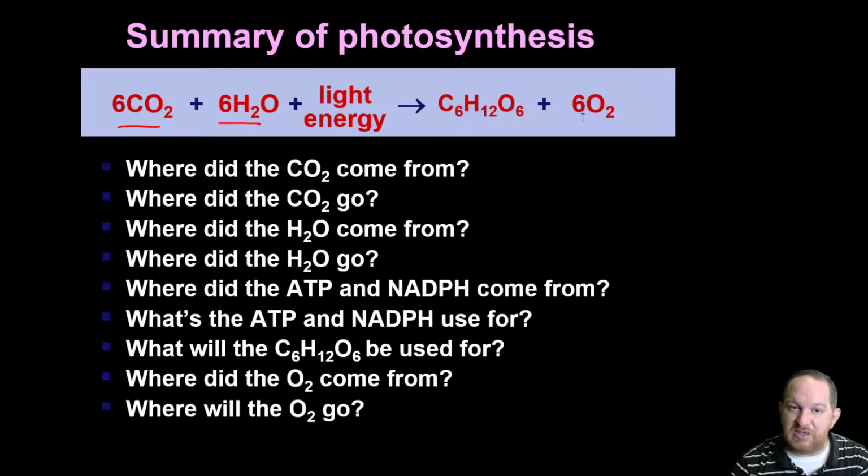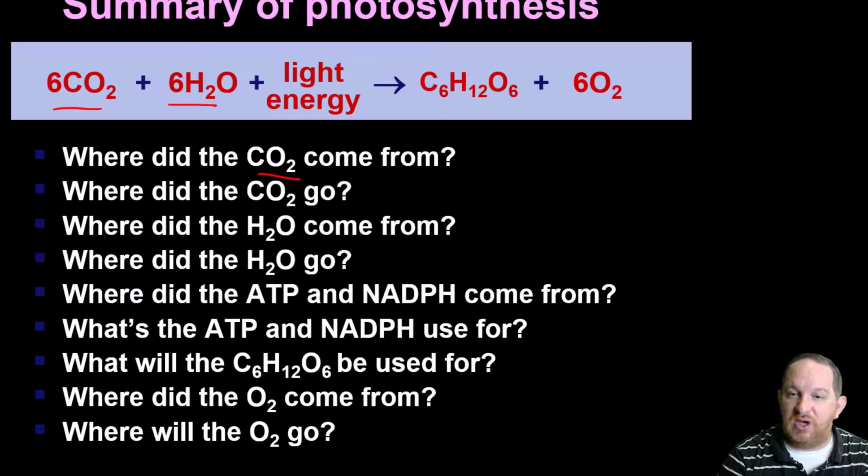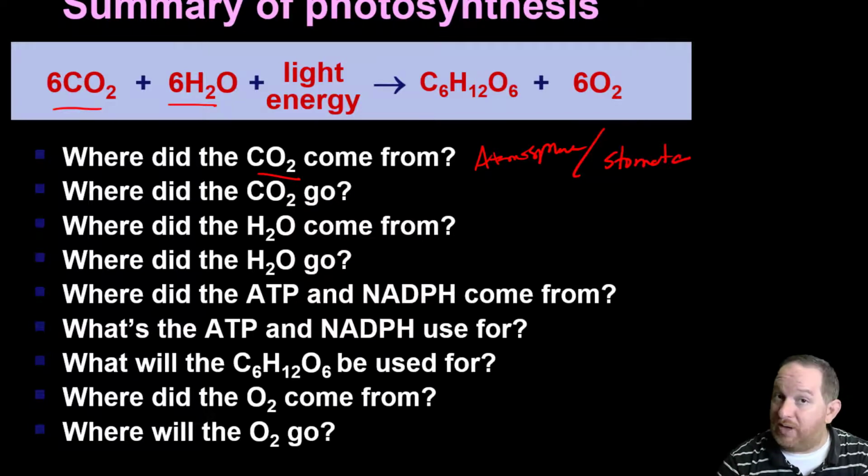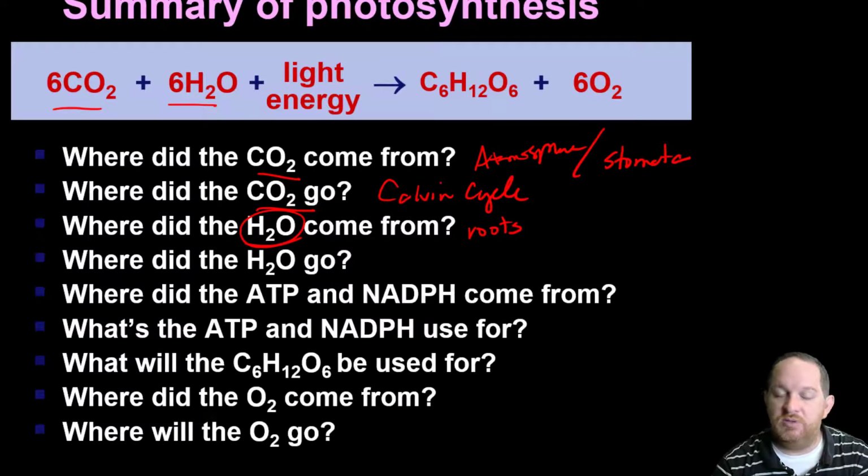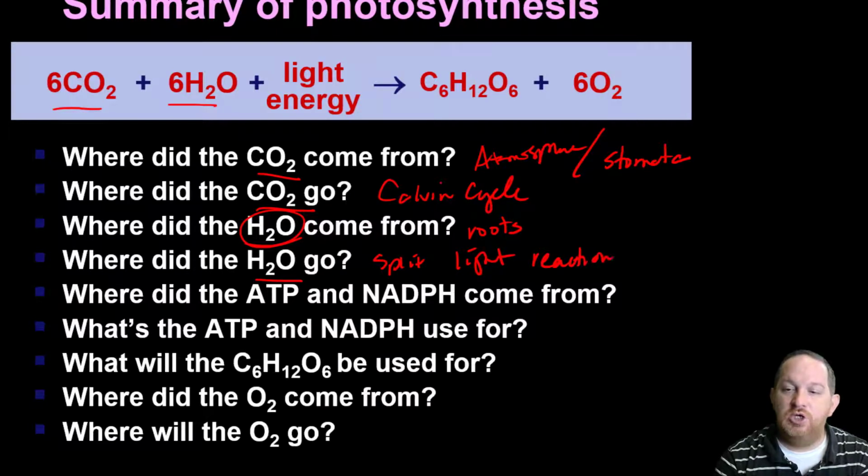All right, so let's take a look at these. Where did the CO2 come from? Right, from the atmosphere, and it came in through the plant's stomata, the little openings in the leaves. Where did it go? Remember, it went into the Calvin cycle. Where did the water come from? Hopefully the roots of the plant. You watered, and it was absorbed. Where did the water go? Remember, this was split in the light reactions to regenerate the chlorophyll electrons.